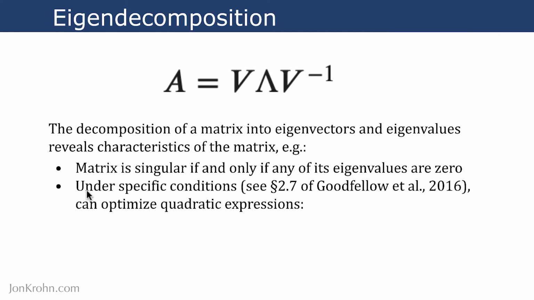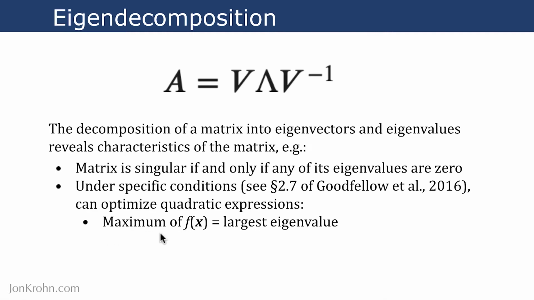In addition, under specific conditions, and you can see section 2.7 of Goodfellow et al.'s 2016 book, Deep Learning from MIT Press, for details of those specific conditions, but they're relatively common conditions. And under those conditions, we can optimize quadratic expressions using eigenvalues. So the maximum of some function x. We'll talk a lot about optimization of functions in the calculus section that is separate in this machine learning foundation series, and if you're following along chronologically, comes after these linear algebra topics.